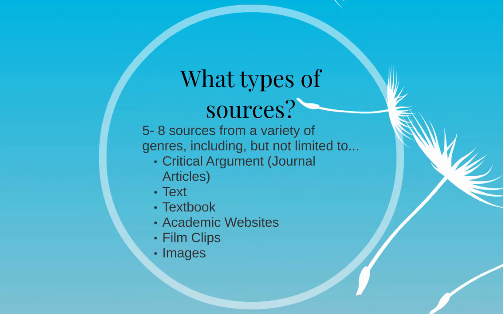So the types of sources that you can use, you're going to have around 5 to 8 sources, and they can come from a variety of different genres. And that is one of the advantages over doing a multimedia presentation versus doing just a traditional paper, is that you can utilize a variety of different good academic sources that aren't just limited to text-based sources. So sure, you can still use those text-based, and you should use a text-based critical argument to support your claims. You can also use the text itself and maybe information you found in the textbook. But you can also incorporate more dynamic types of sources like images from academic websites or ideas from an academic website or a clip from a film or images themselves.